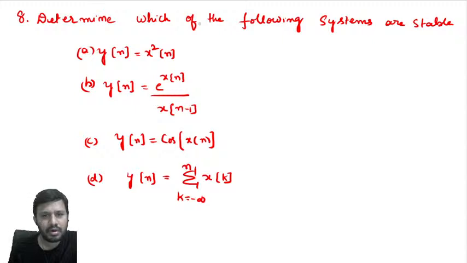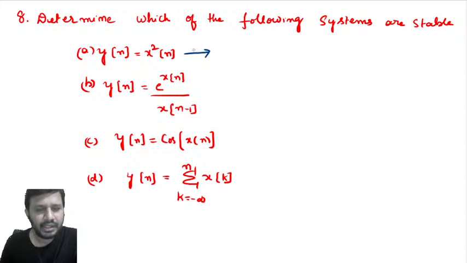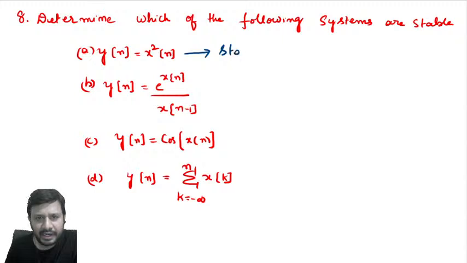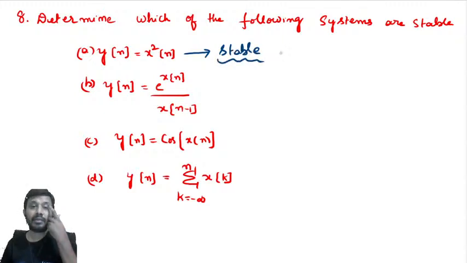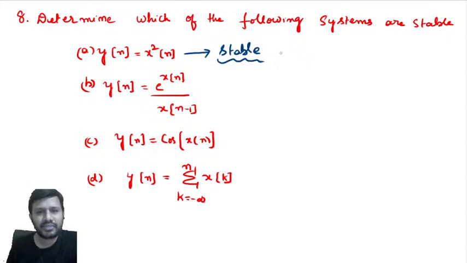Manu, observe here. X square of n. See, if you take a bounded input and square it, definitely the resulting signal will be bounded only, or you test with u of n, right? So definitely bounded input will produce bounded output only. Y of n is equal to x square of n. This is stable, guaranteed, because a bounded signal multiplied with a bounded signal will always be bounded. So the overall system is stable, right?